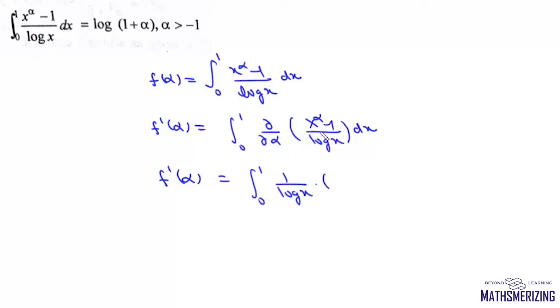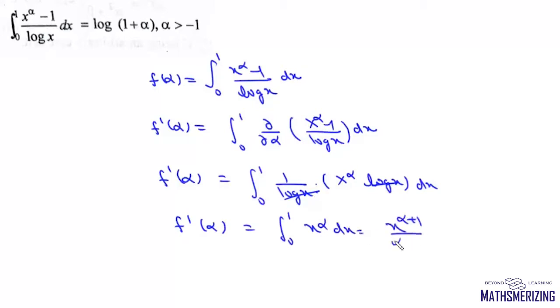We are differentiating it partially with respect to alpha. And what's the derivative of x to the power alpha? Here x is constant and alpha is variable. So it'll be like a to the power x, and differentiation of a to the power x is a to the power x log a. So it'll be x to the power alpha log x dx. Now here log x and log x will cancel. So we can write f dash alpha as this integral from 0 to 1 of x to the power alpha dx, and it'll be x to the power alpha plus 1 upon alpha plus 1 from 0 to 1, which is 1 upon alpha plus 1. So we are getting f dash alpha as 1 upon alpha plus 1.